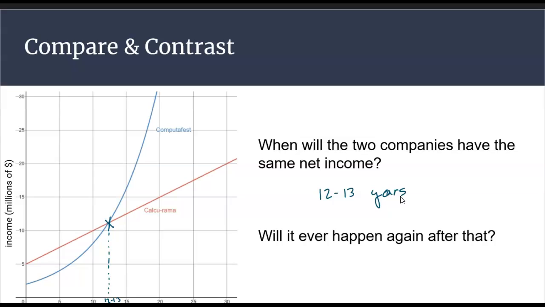And it asks, will it ever happen again after that? Well, Calcu-rama is going at the same rate, and Computafest is increasing continuously. And so they are getting farther apart, measurably farther apart. And unless either of them actually changed their rate of change, if one of them got faster or slower, they will never come back together again because they're just getting farther apart.